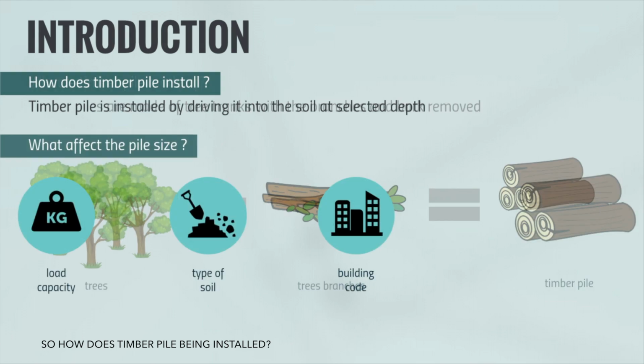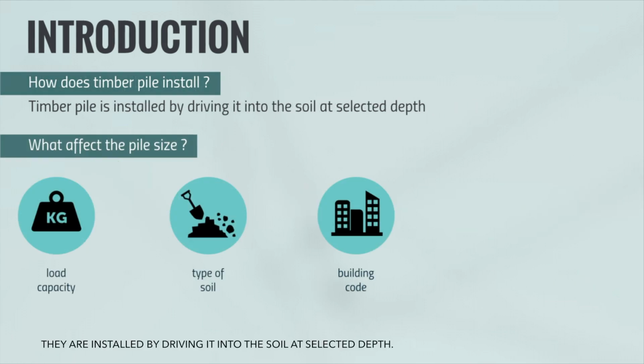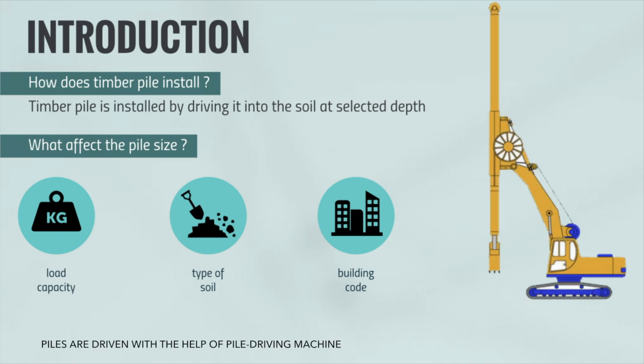So how is timber pile installed? They are installed by driving it into the soil at a selected depth. Piles are driven with the help of a pile driving machine in which a drop hammer delivers blows on the pile head. To prevent the pile head from brooming, an iron ring about 25 mm less in diameter than the pile head is provided at the pile top.